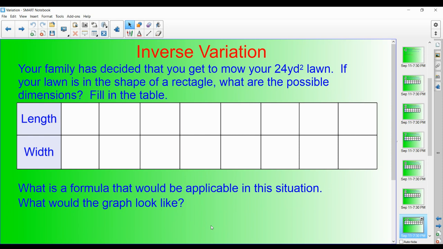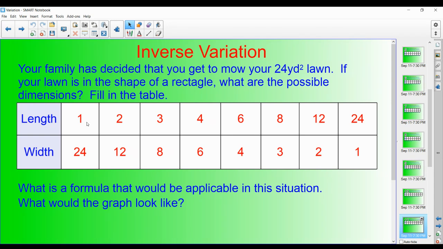Inverse variation is an example like this. We have an area that's 24 square yards. So we could have a length of 1 and a width of 24. So we do 1 times 24, or maybe 2 times 12, 3 times 8, 4 times 6. And notice, as the x's increase, the y's decrease. So as one variable goes up, the other one goes down.